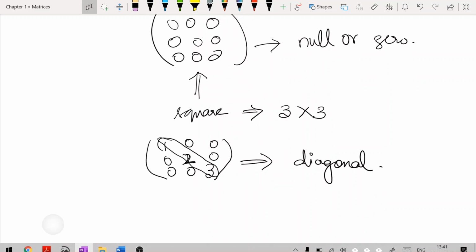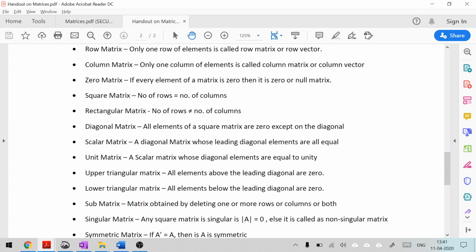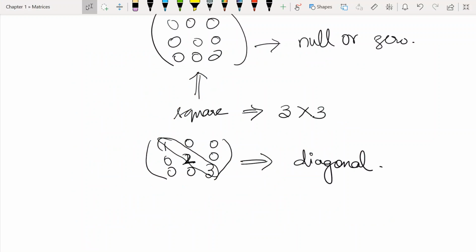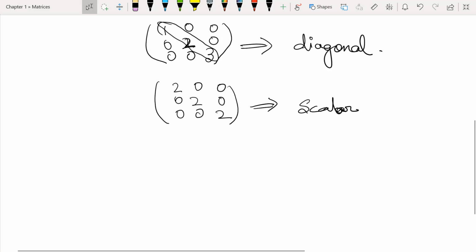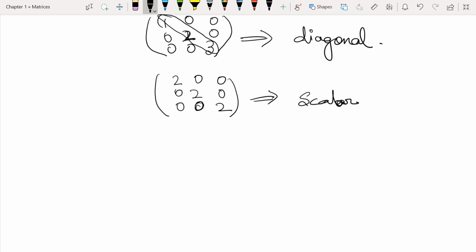Okay. So the next one, scalar matrix. A scalar matrix is nothing but a diagonal matrix, underline the word diagonal matrix, whose leading diagonal elements are all equal. Suppose I write the matrix with 2, 2 and 2 on the diagonal. The balance elements are 0, 0, 0, 0. This is nothing but a scalar matrix, because the elements on the leading diagonal are all equal.